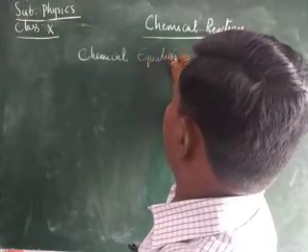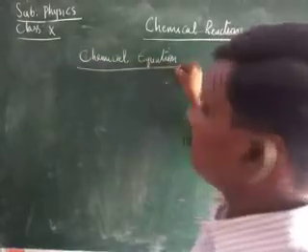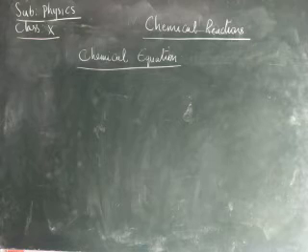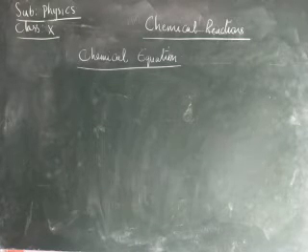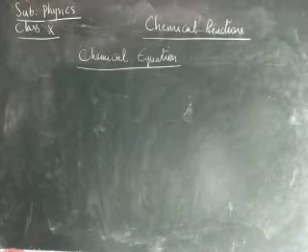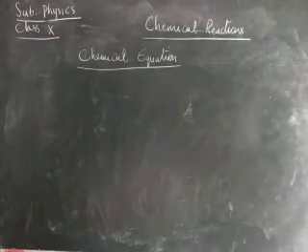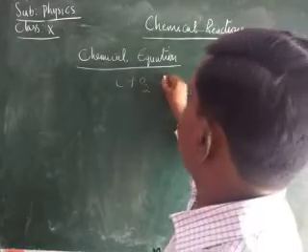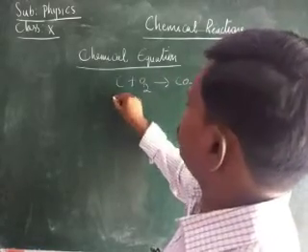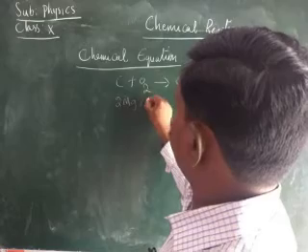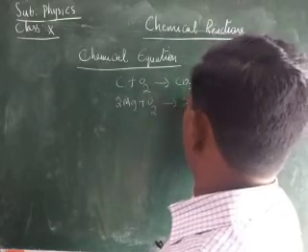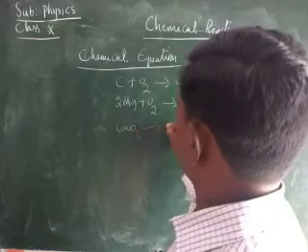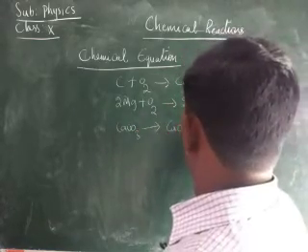Chemical equation means, children, whatever reaction takes place, we represent by using an equation. Therefore, that equation is called a chemical equation. Example, C plus O2 gives rise to CO2. 2Mg plus O2 gives rise to 2MgO. CaCO3 gives rise to CaO plus CO2.